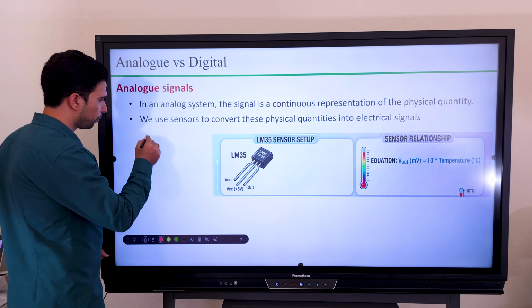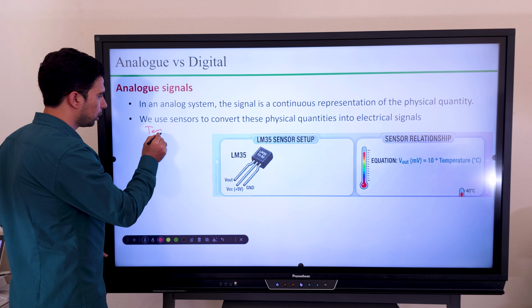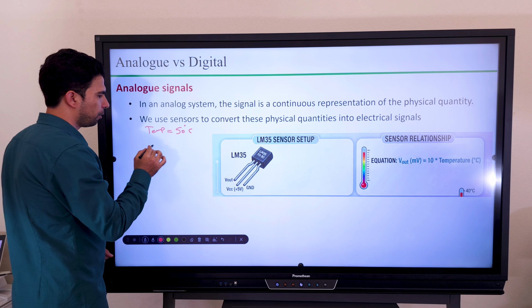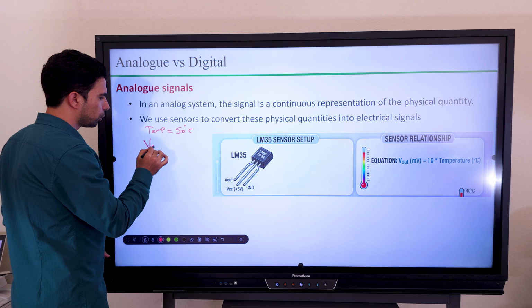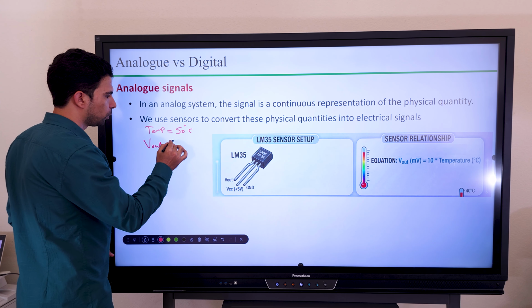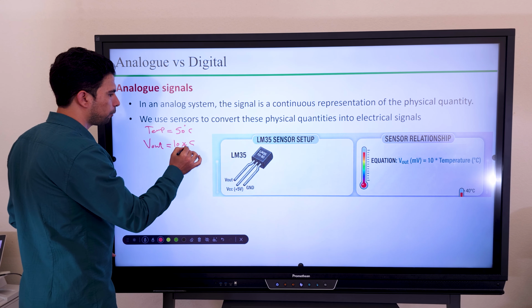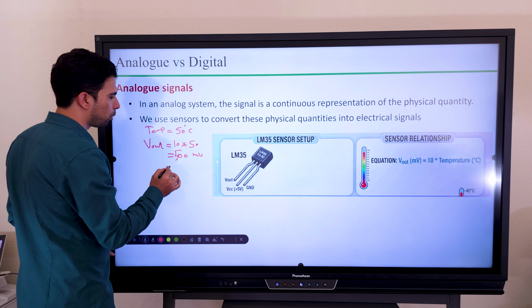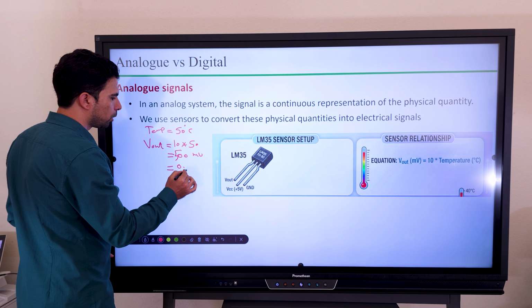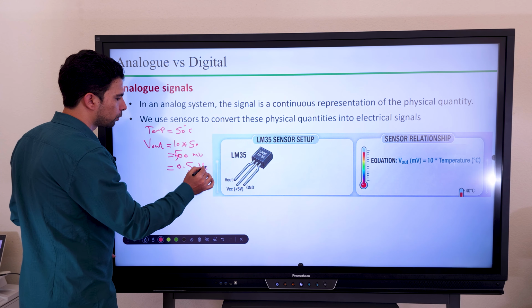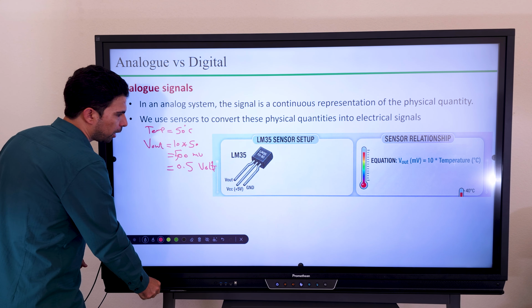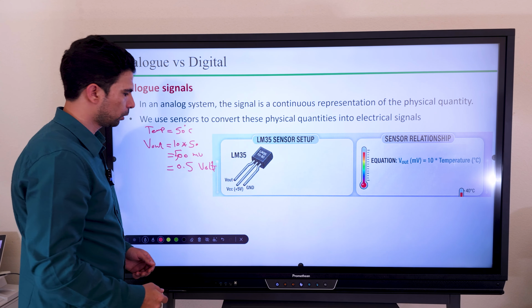So if temperature is equal to 50 degrees Celsius, then the output voltage is equal to 10 multiplied by 50, which is equal to 500 millivolts, or this value is equal to 0.5 volts. Okay, this is how the sensor or the LM35 sensor works.